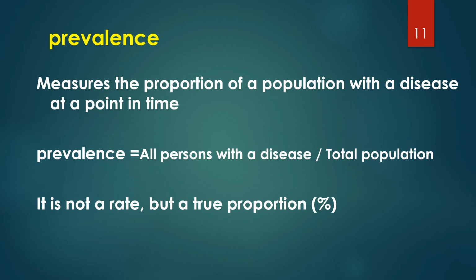So it is not a rate, but it is a true proportion. It is a very common mistake to say prevalence rate. Actually, prevalence is not a rate. It's just a proportion because there is no time element embedded in calculating prevalence.